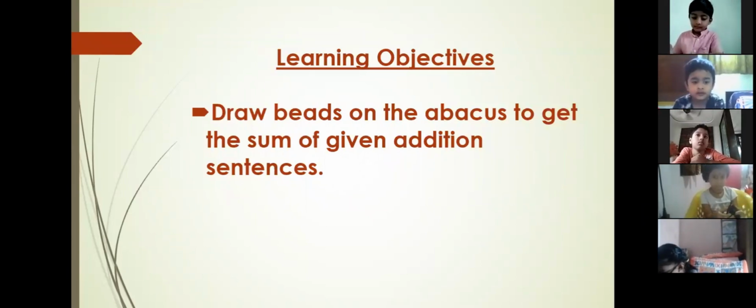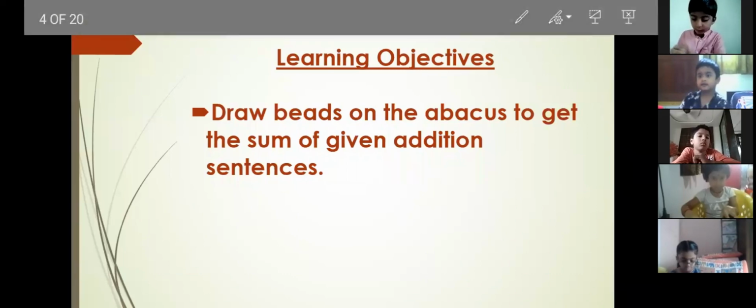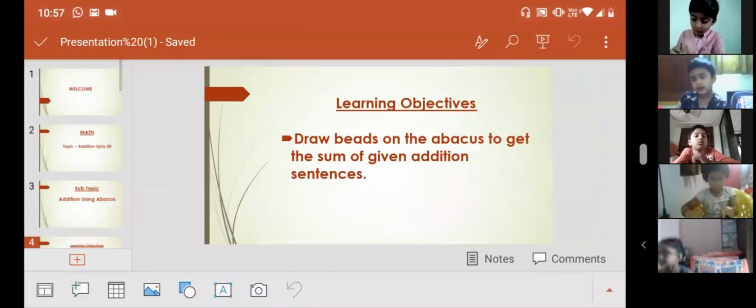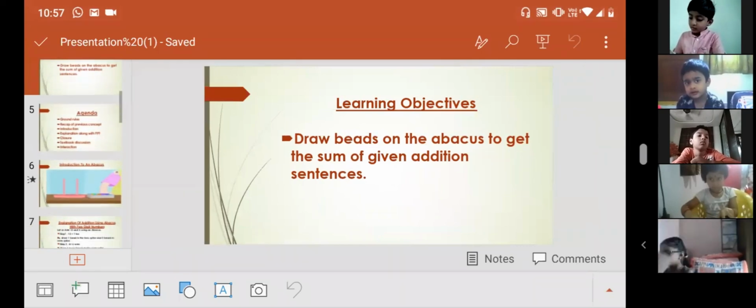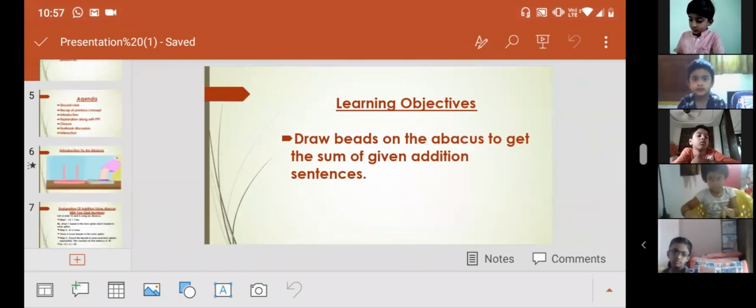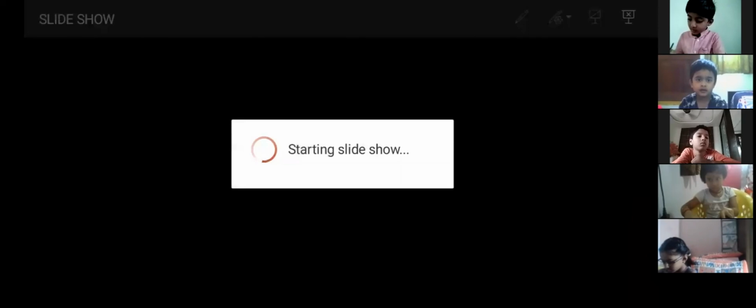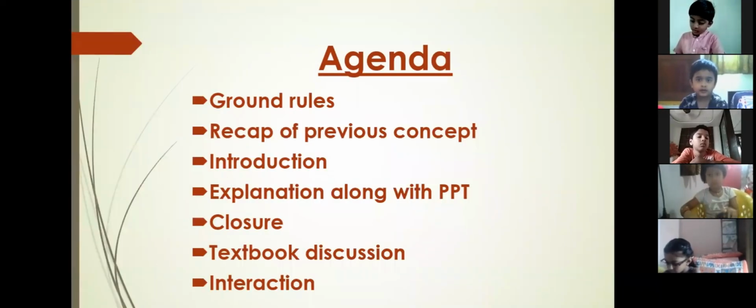They'll give the addition sentence. You need to add that by drawing beads in the spikes, add those beads, and write the total in the box. Okay, children? So I request everyone to pay attention. Suddenly teacher will stop and ask any child a question. So you should be ready to answer when teacher asks any question. So for that, what do you have to do? You need to pay attention, listen to teacher carefully, and keep all the points in mind.